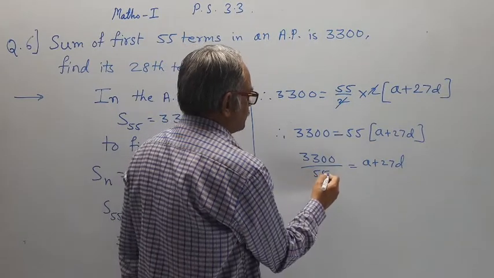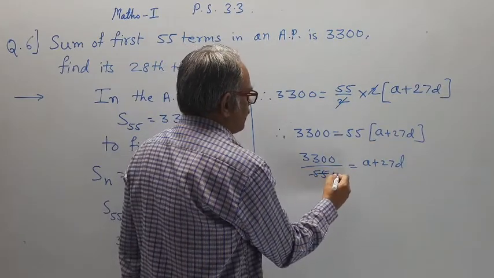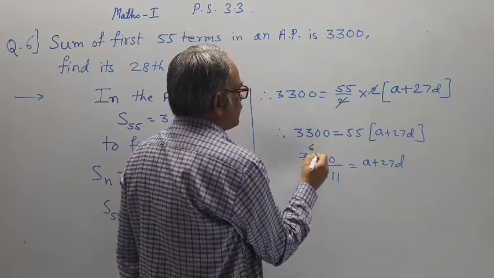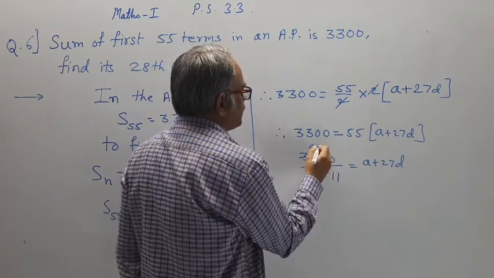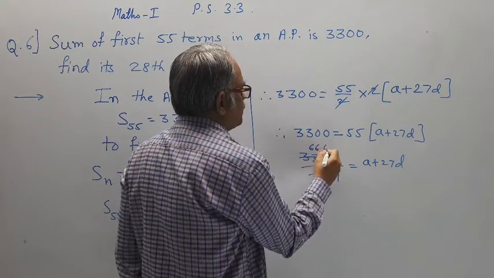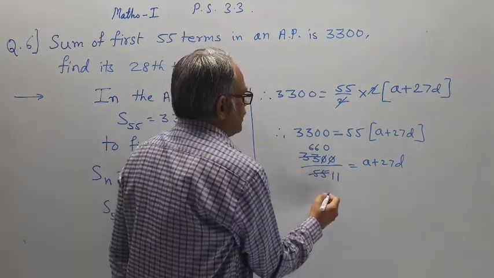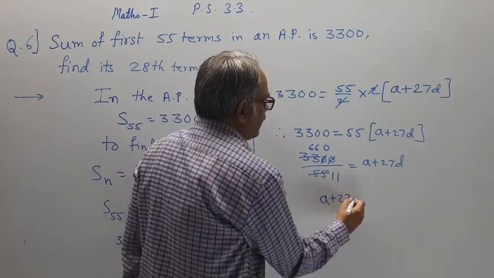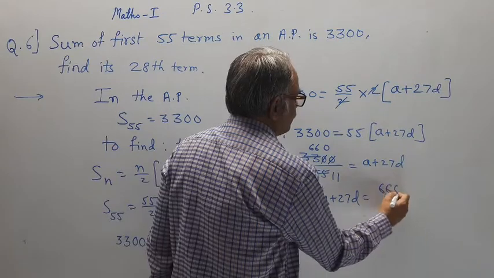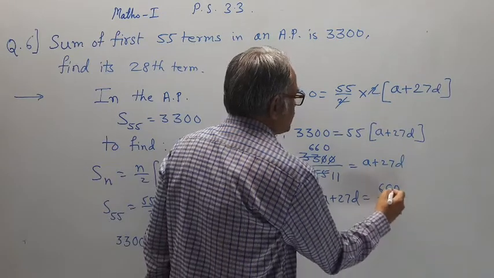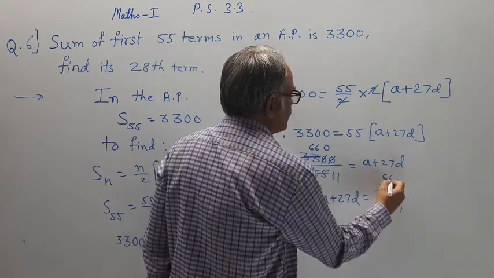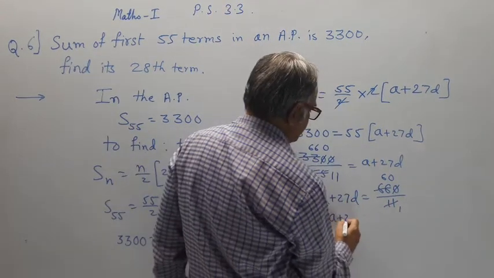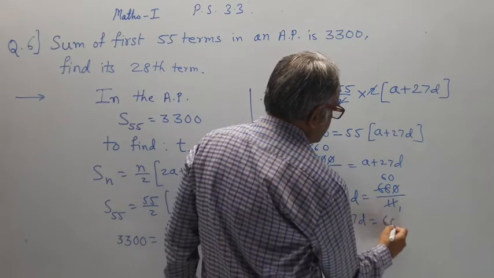Cancel. 5 1s are 5, 5 6s are 30, 3 remain, and 0 as it is. 660 upon 11, again divide by 11, 11 6s are 66 and 0. So a plus 27d is 60. Equation number 1.